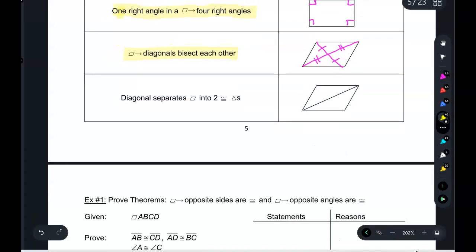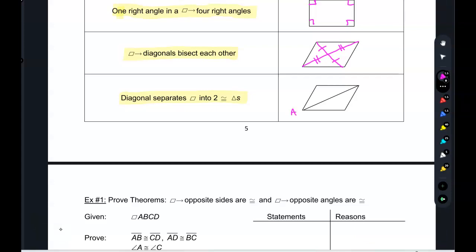The last one: if you have a diagonal, it's going to separate the parallelogram into two congruent triangles. So let's say A, B, C, D. How would we know that they are congruent? Triangle ABC is congruent to triangle CDA.